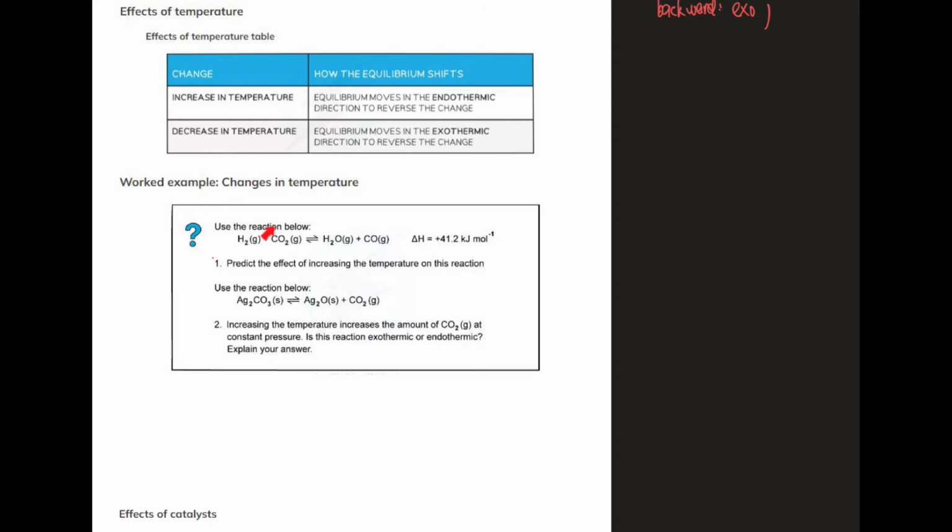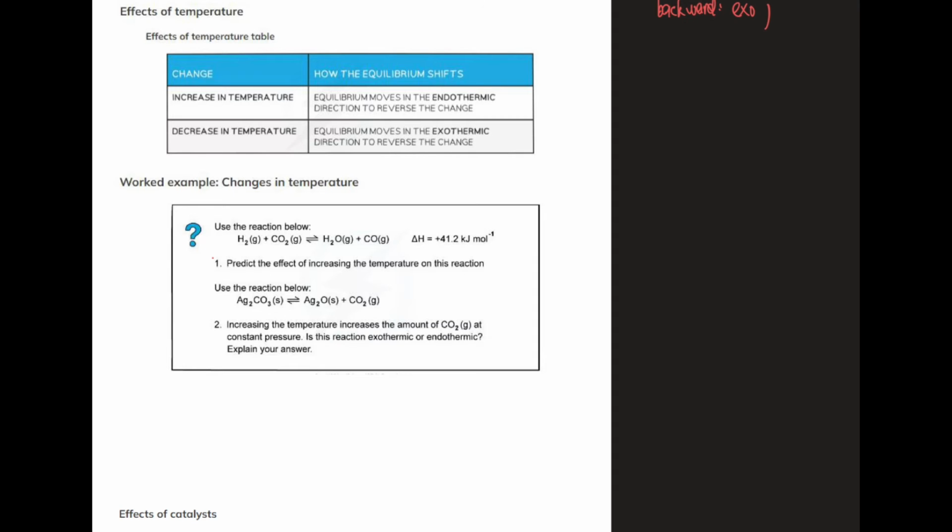Use the reaction below, H2 plus CO2 plus this equal to, delta H equal to this, endothermic. Predict the effect of increasing the temperature on this reaction. Okay, so you just need to determine whether it shifts to the left or right. So what do you think? To the right. Yes, correct, to the right. So if explanation is required, you just say because forward reaction is endothermic, which absorbs the excess energy.